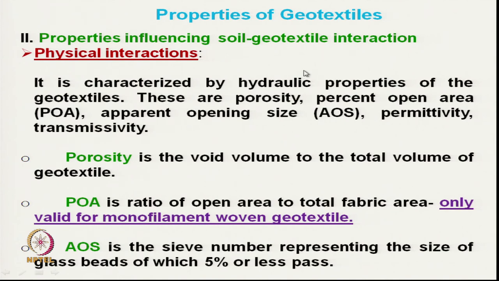Another parameter related to soil geotextile interaction is physical interaction, where the hydraulic properties are affected. These are percent open area, POA, apparent opening size, permittivity, transmissivity. These properties are important for application for a particular soil structure. So, if we know apparent opening size, percent open area, permittivity, transmissivity, we can use them for a particular application, particular soil condition.